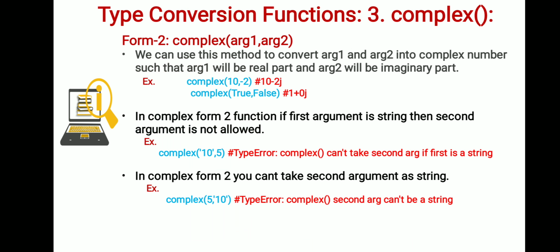Then another rule, in complex form 2, you can't take the second argument as a string. Now see the example, complex of 5 comma '10'. Now 10 is specified in string format. Okay, so we get a TypeError: complex() second arg can't be a string.